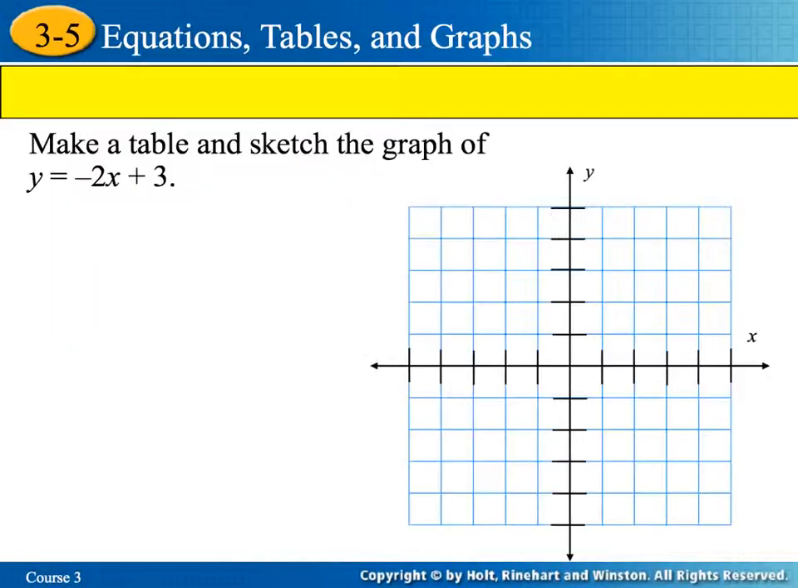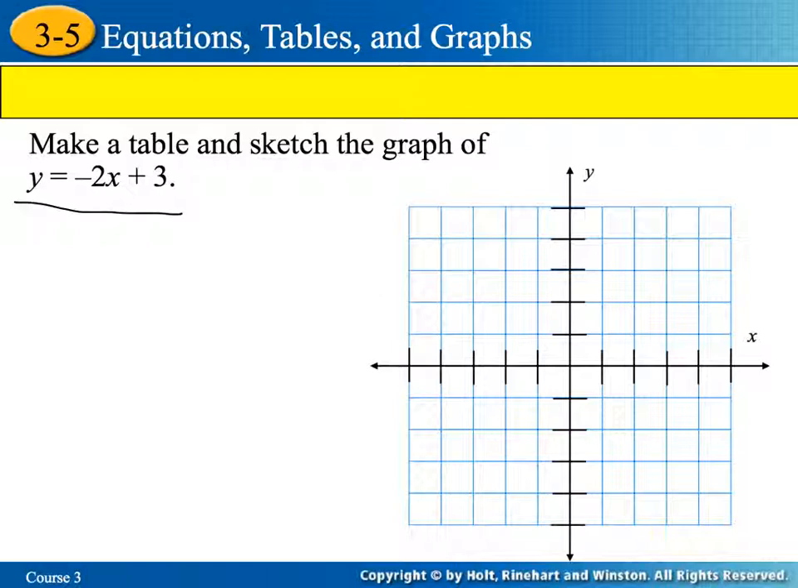Let's go. Okay, so the very first thing I want you to do is, given this equation, we've talked about this before, make a table and sketch a graph using the equation y equals negative 2x plus 3. I want you to come up with at least 4 points on your graph. So pause now, make a table, and sketch the graph. Go!